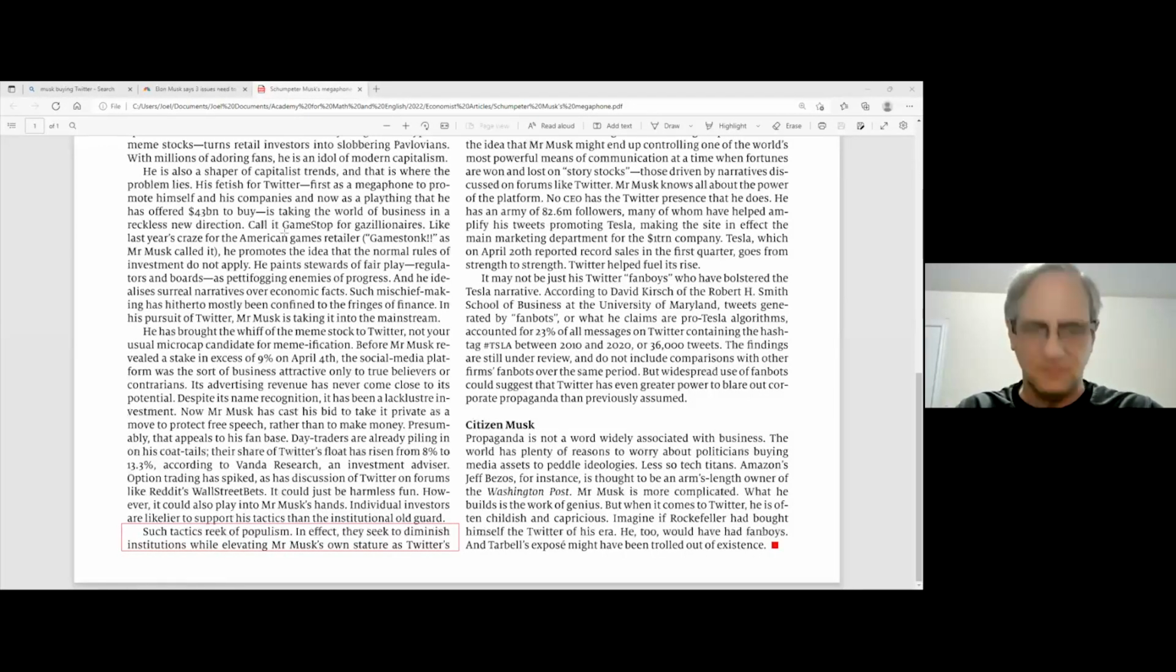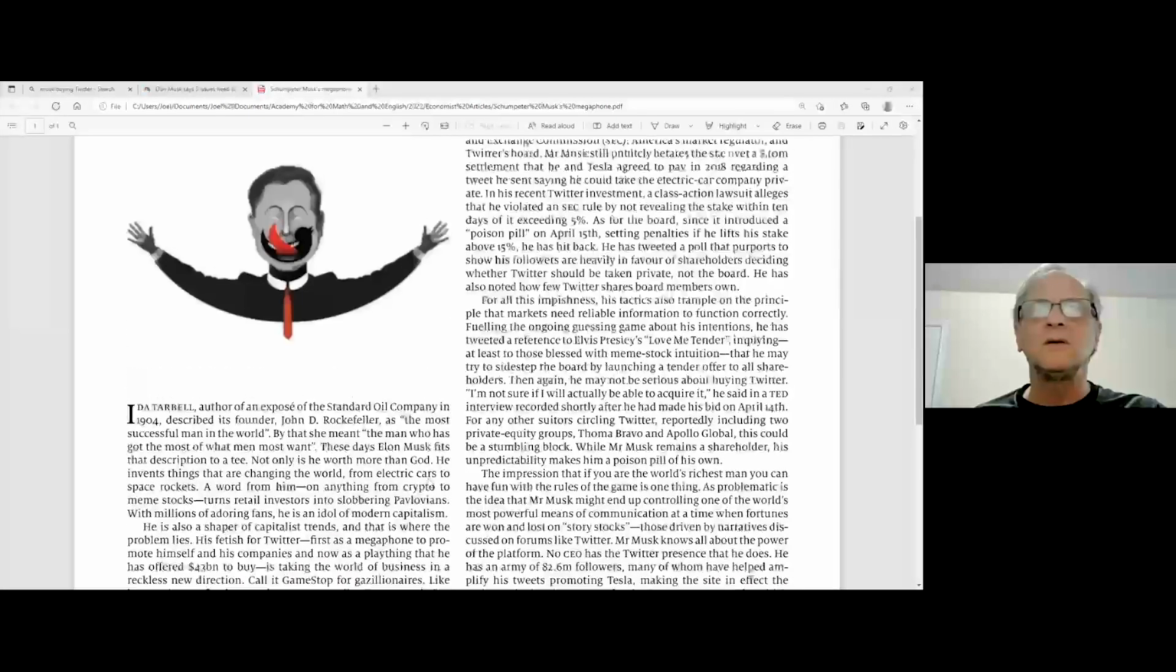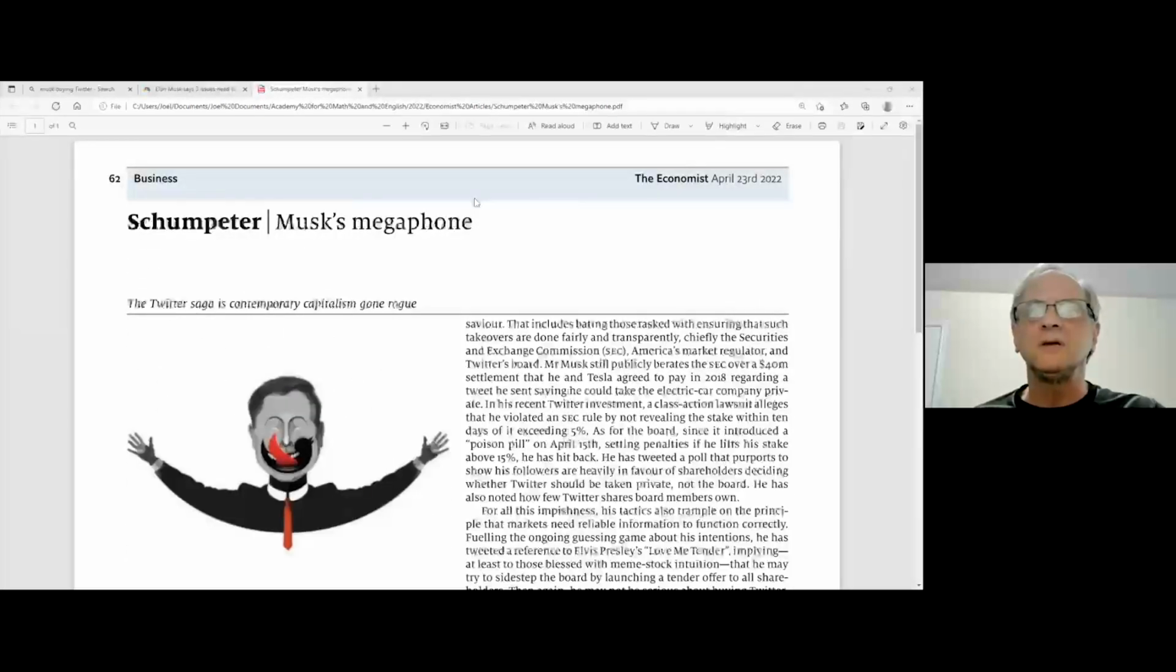Such tactics reek of populism. In effect, they seek to diminish institutions while elevating Mr. Musk's own stature as Twitter's savior. That includes baiting those tasked with ensuring that such takeovers are done fairly and transparently, chiefly the Securities and Exchange Commission, America's market regulator, and Twitter's board. Mr. Musk still publicly berates them.